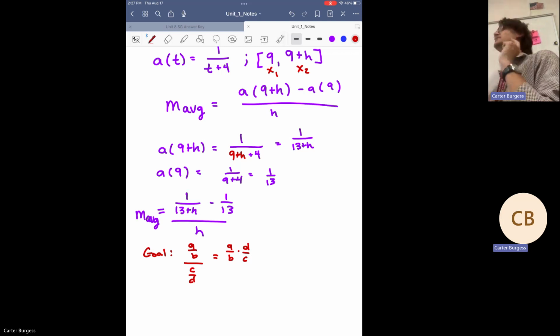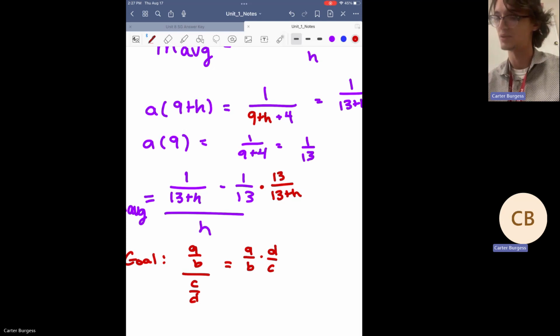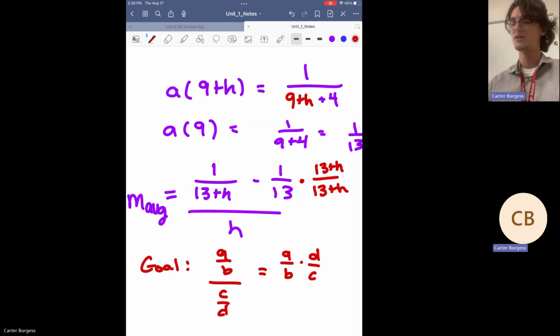The easiest way to get a common denominator when I'm adding or subtracting two fractions is to just multiply them together. All right? So to match these denominators, I need to take 1 over 13 and multiply that denominator by 13 plus h. If I do it to the denominator, where else do I need to do it? I also need to do it to the numerator. 13 plus h. Over here, what am I going to need to multiply by? 13 over 13. If I'm matching it, I have to match.